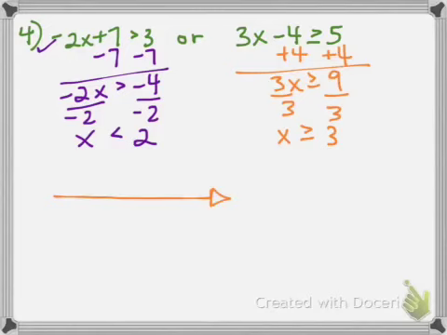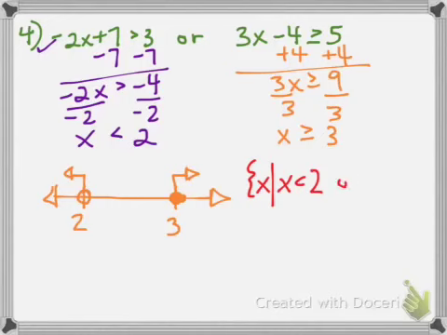When I graph them on a number line, they're going to look like this. So I have 2, and then I have 3. At x is less than 2, I'm going to use an open circle. At x is greater than or equal to 3, I'm going to use a closed circle. So my graph should look something like that. When I use set notation, it's going to be x such that x is less than 2 or x is greater than or equal to 3.